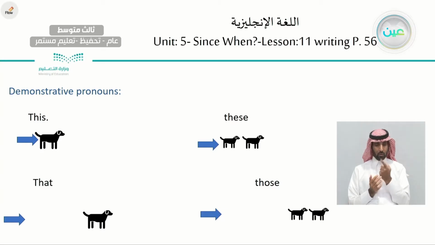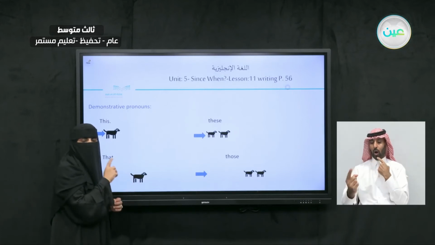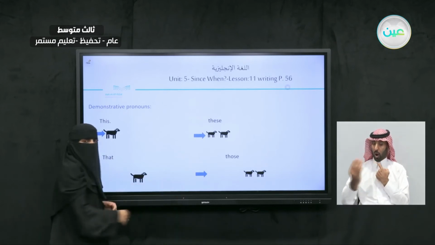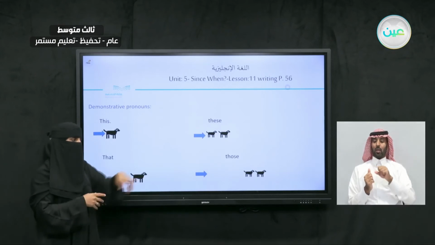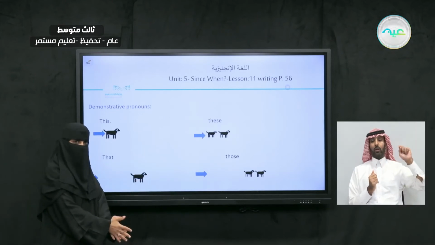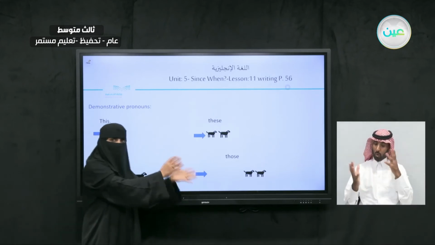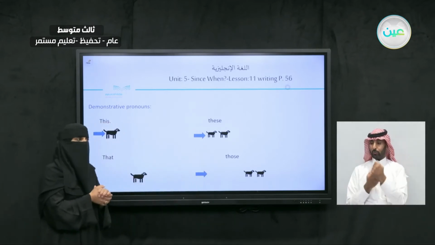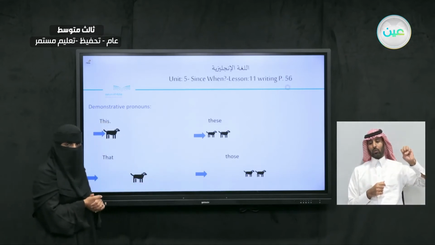What about that? When do we use that? We use that when it is only one person or one thing, object you're talking about, and it's far away. You say, that is my dog. It's far away. It's not next to you, okay? And those, when it's plural, more than one, and it's far away, you say, those are my friends, for example. Those are dogs, okay?